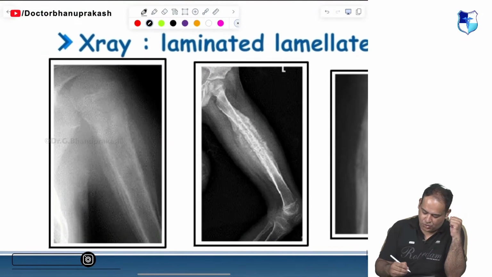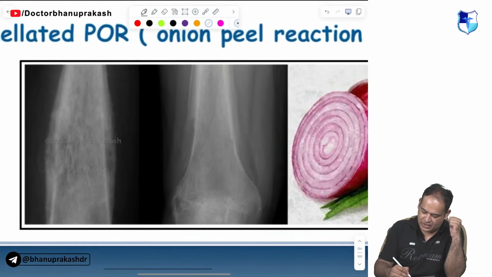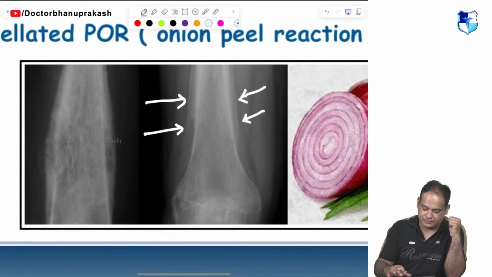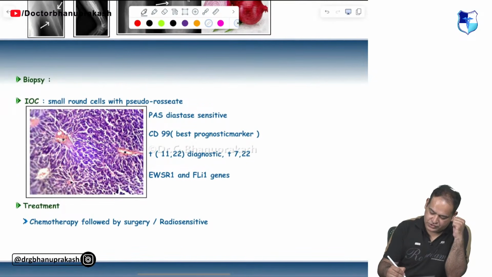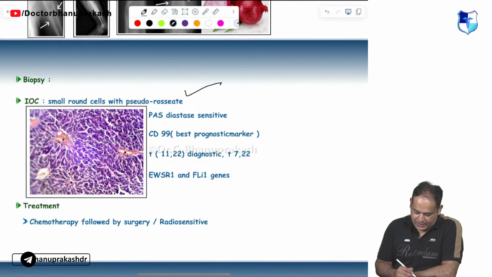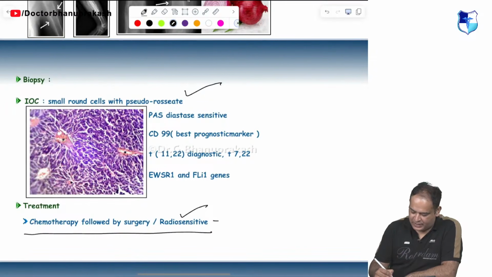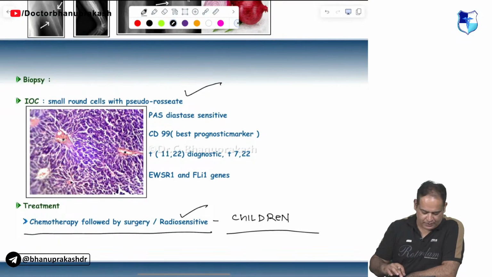Now, X-ray will show onion peel appearance, multiple layers, right? Biopsy will show pseudo-rosettes, right? Treatment is chemotherapy followed by surgery. Keep in mind this tumor is radiosensitive, but because the patients are small children, we do not do radiotherapy, right?